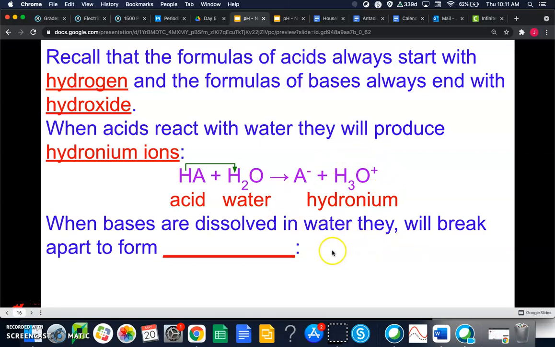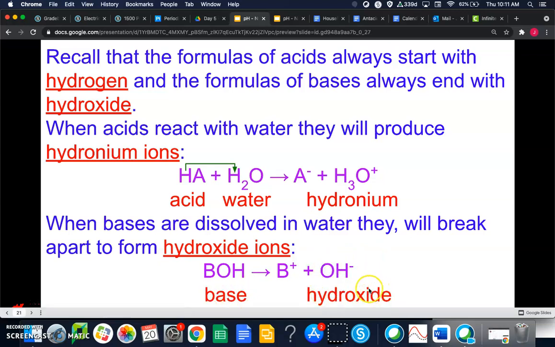When bases are dissolved in water, they will break apart to form hydroxide ions. So here we've got a base, right, just a metal paired with hydroxide, and that's going to split apart to form a metal ion. That's this B plus right here, and OH minus, which is hydroxide. So we've got our base, and then it'll break apart to form hydroxide. So this is hydronium, H3O+. This is hydroxide, OH minus. You might want to circle those two. Those are going to be important ions as we work through this lesson.